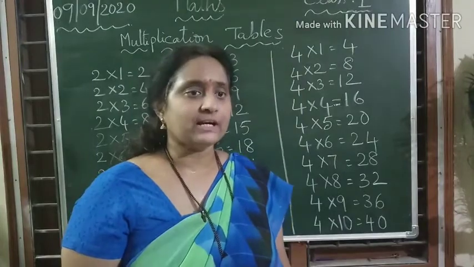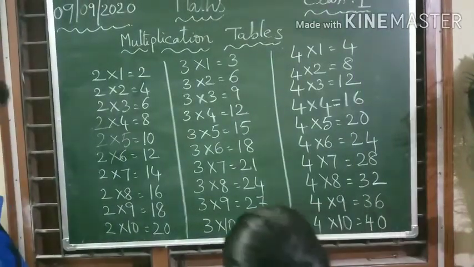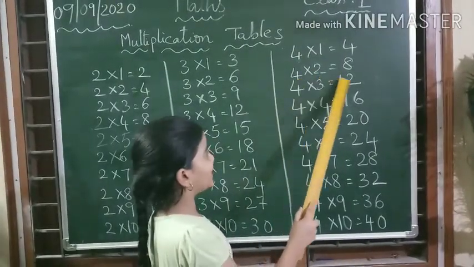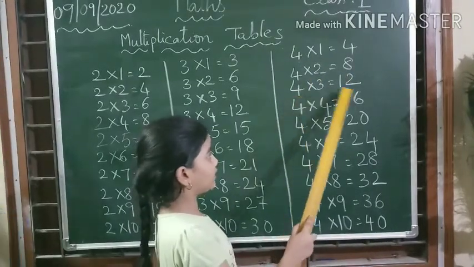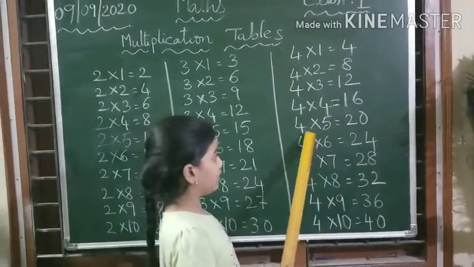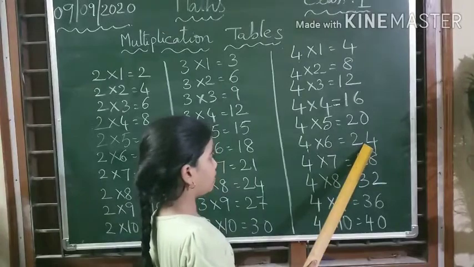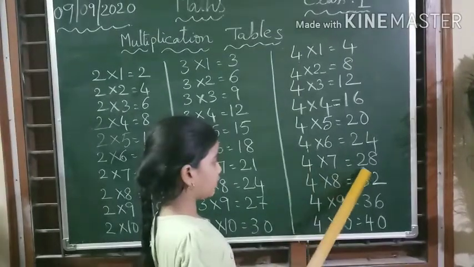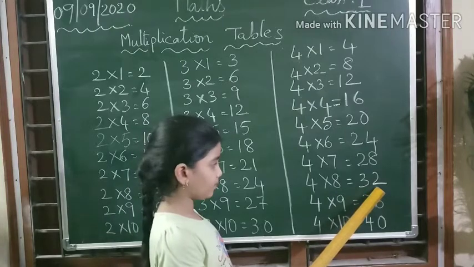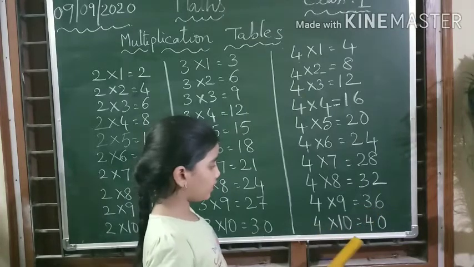Very good, children. Now we will learn the 4 table. Gayatri, come and say the 4 table, ma. 4 ones are 4, 4 twos are 8, 4 threes are 12, 4 fours are 16, 4 fives are 20, 4 sixes are 24, 4 sevens are 28, 4 eights are 32, 4 nines are 36, 4 tens are 40.